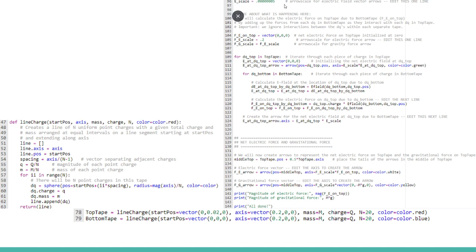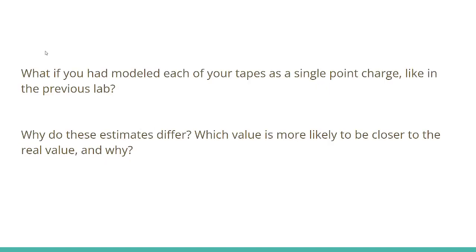We have some scale factors here, so not everything is a one-to-one scale. In fact, it's pretty far from it. But, yep, a bunch of other stuff that was provided, added in our own info where necessary, graphed it, had it output. So, what if we had modeled each of our tapes as a single point charge, like in the previous lab? We would have gotten exactly the same results as the previous lab.